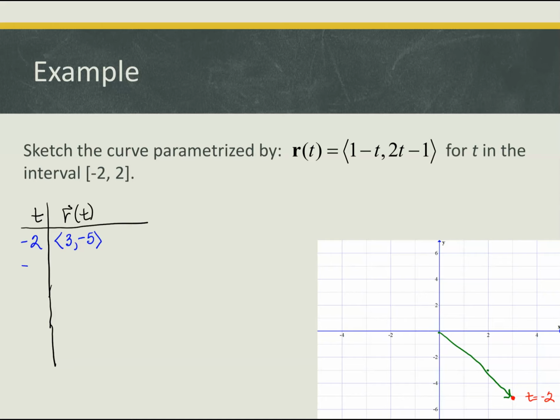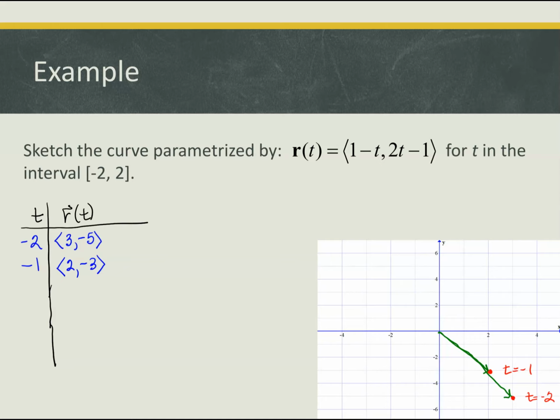Continuing on, let's do t equals -1. Evaluating my x component, I get 1 minus -1, which is 2. And for my y component, I get 2 times -1 minus 1, so that's -3. So I have a position vector with a horizontal component of 2 and a vertical component of -3. So pointing right about there. So at its tip, there is a point that corresponds to t equals -1.